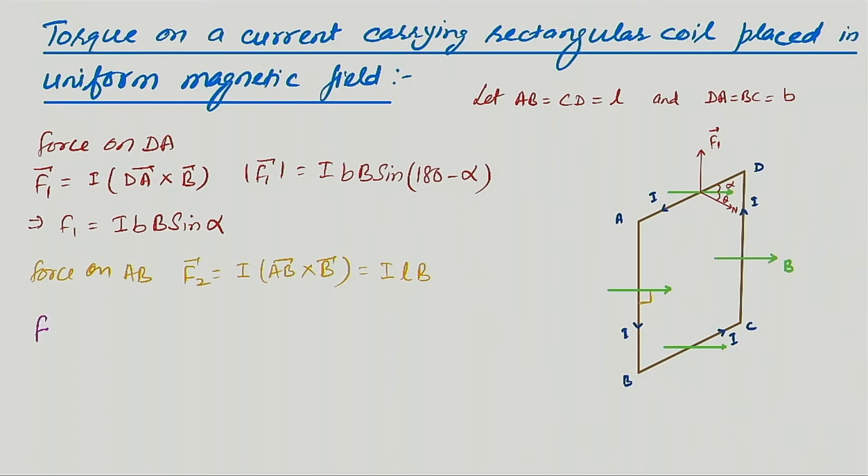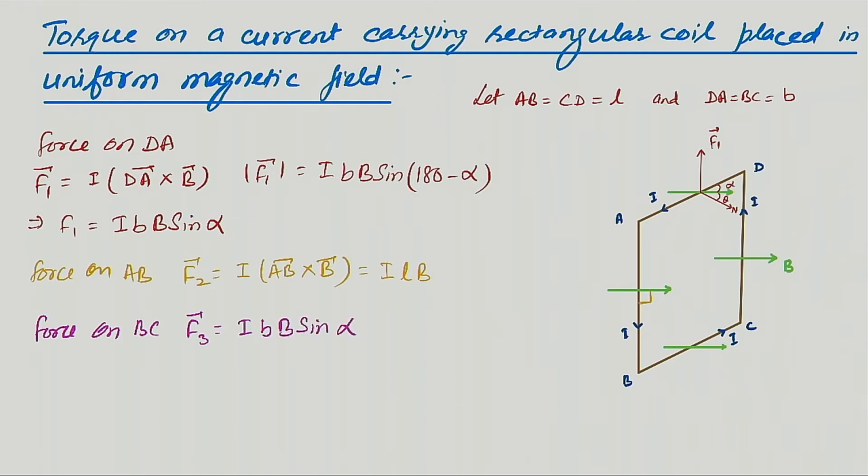Now the force on arm BC, say F3, will again be equal to I b B sine.